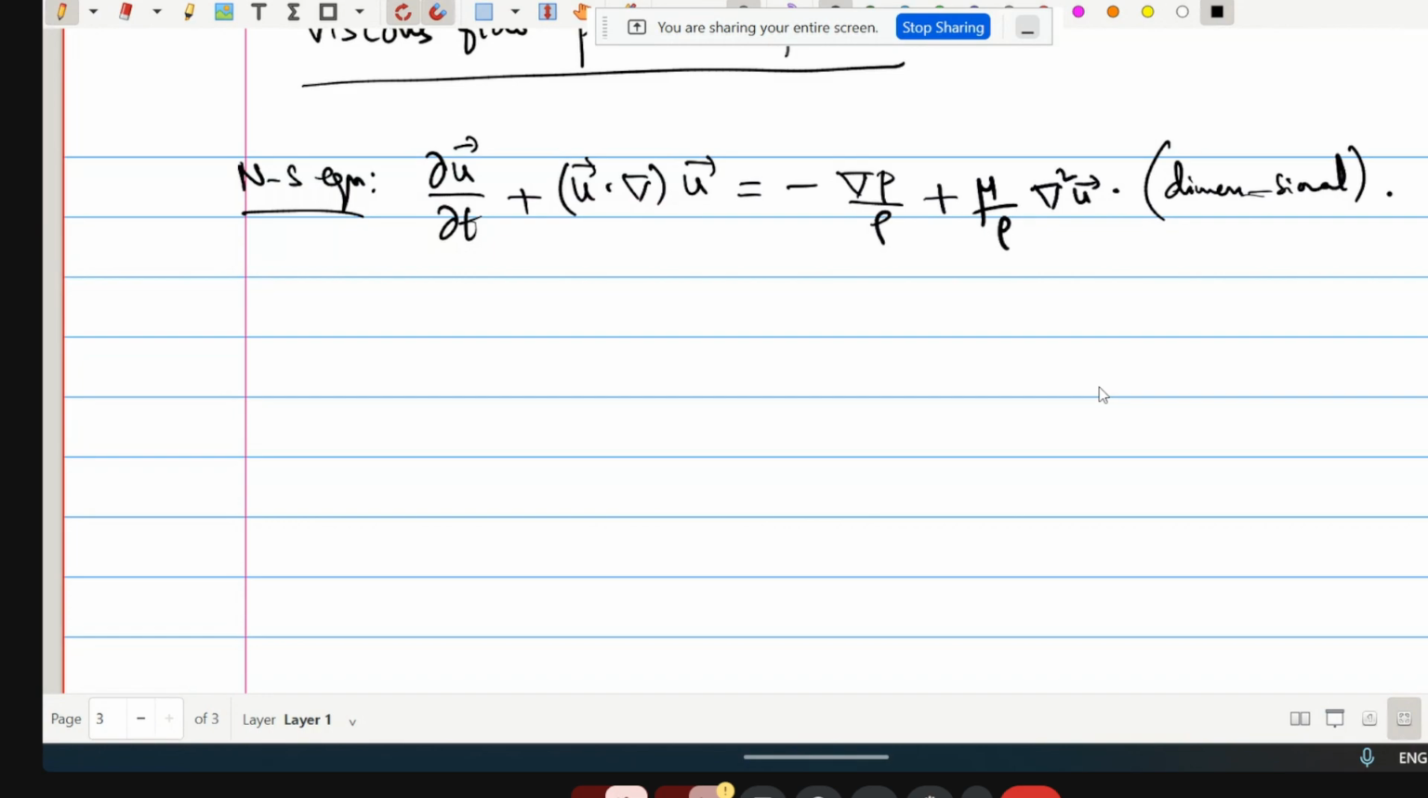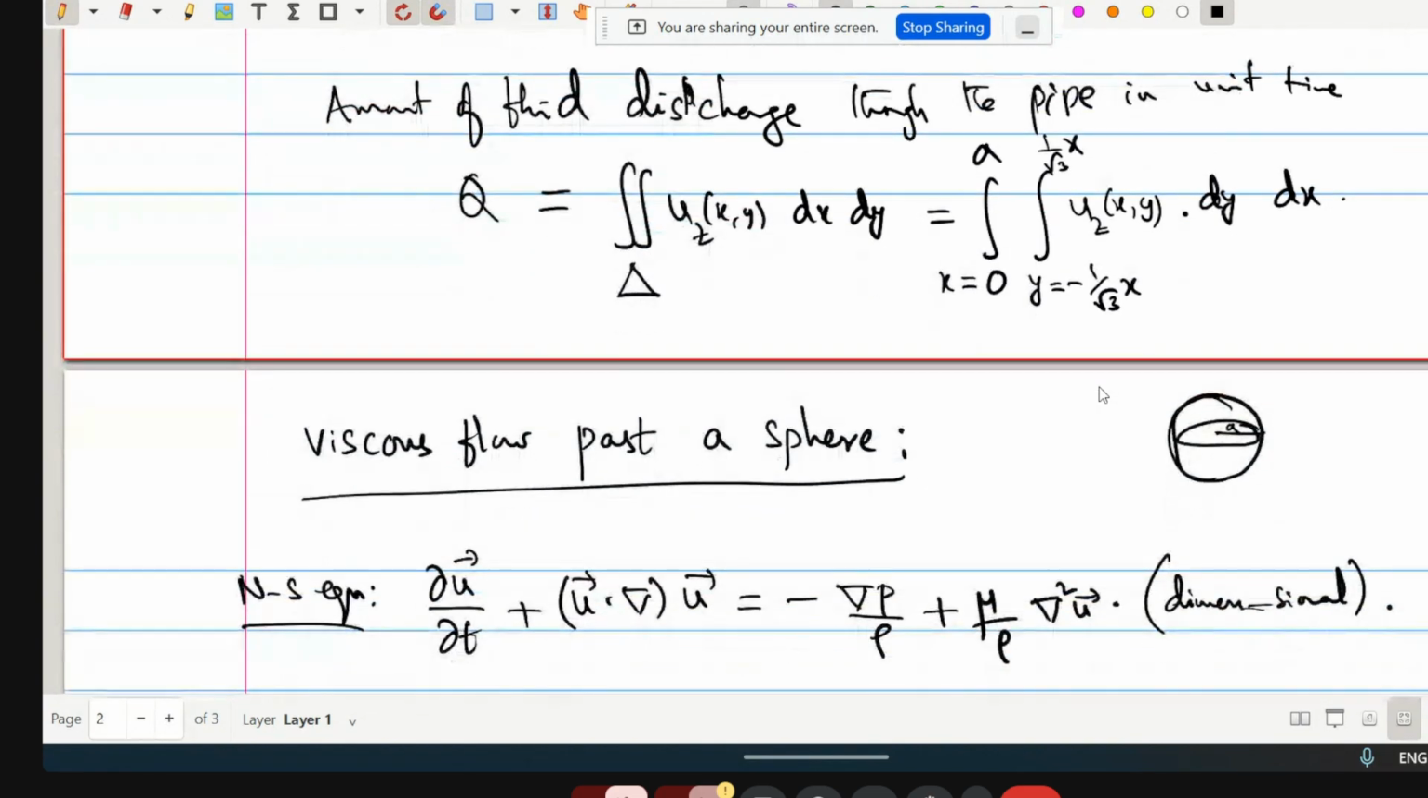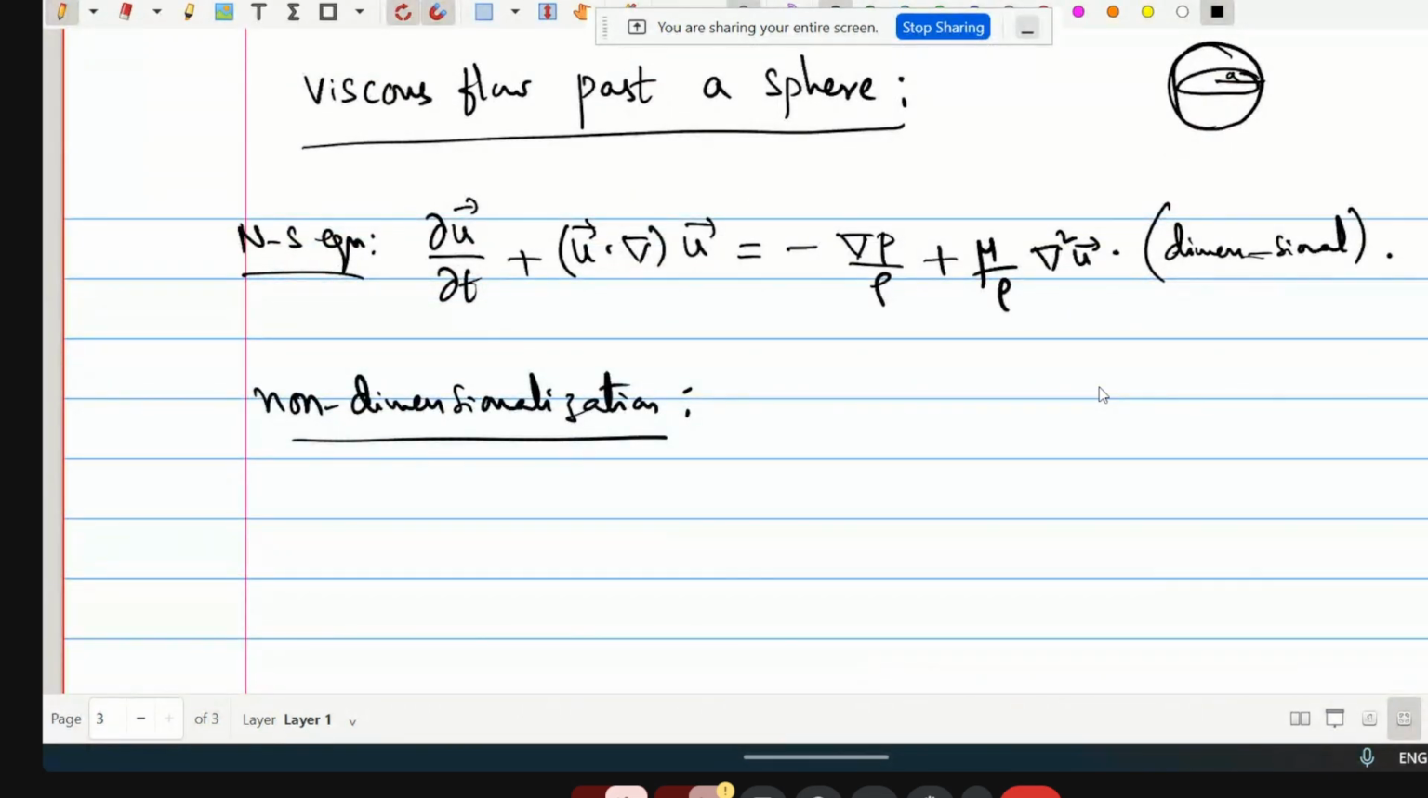It's the dimensional form, so how do I non-dimensionalize it? You know how to do non-dimensionalization? Have you done it any time? No, sir. Okay, we're going to use a sphere of radius a, for example. If flow past a sphere means you have a sphere, some structure whose length is a. Typically in your problem there should be some characteristic length.